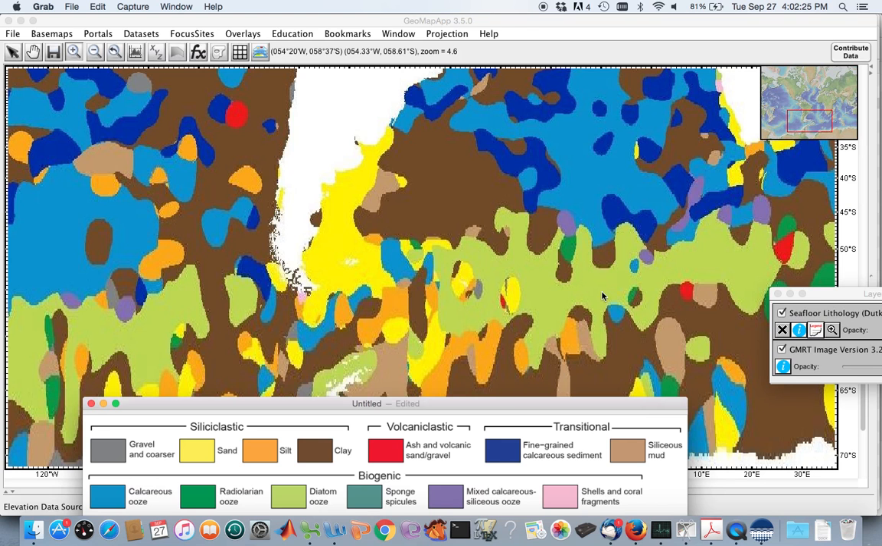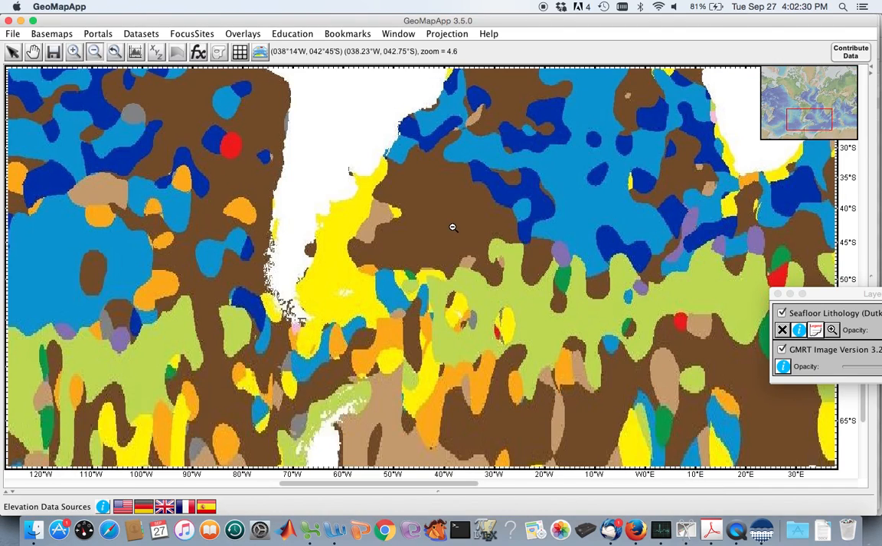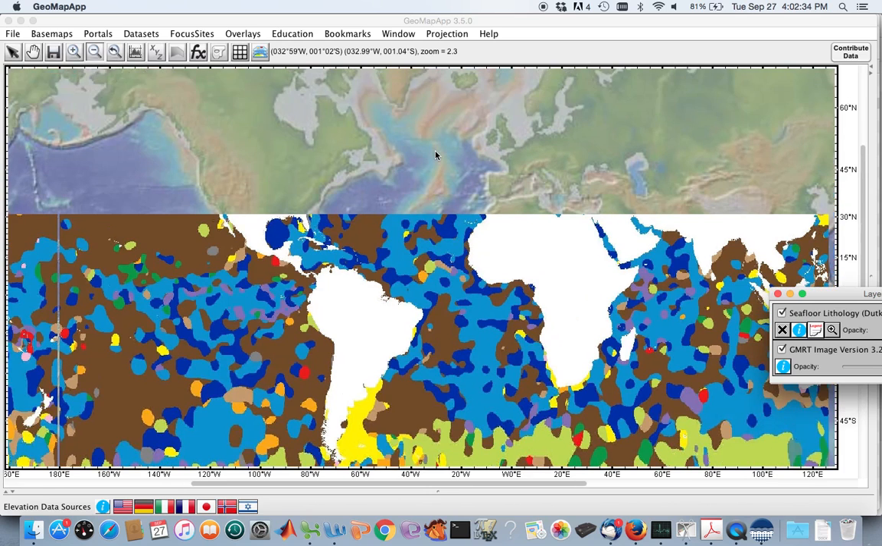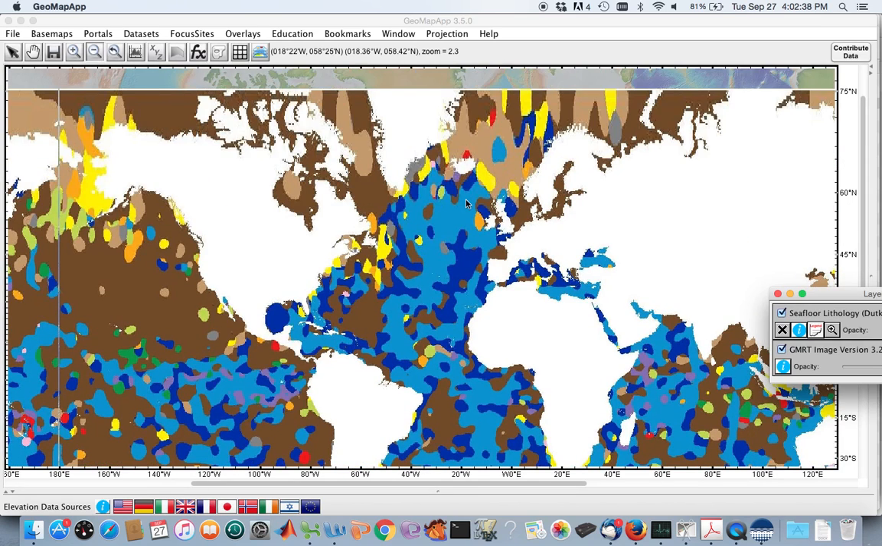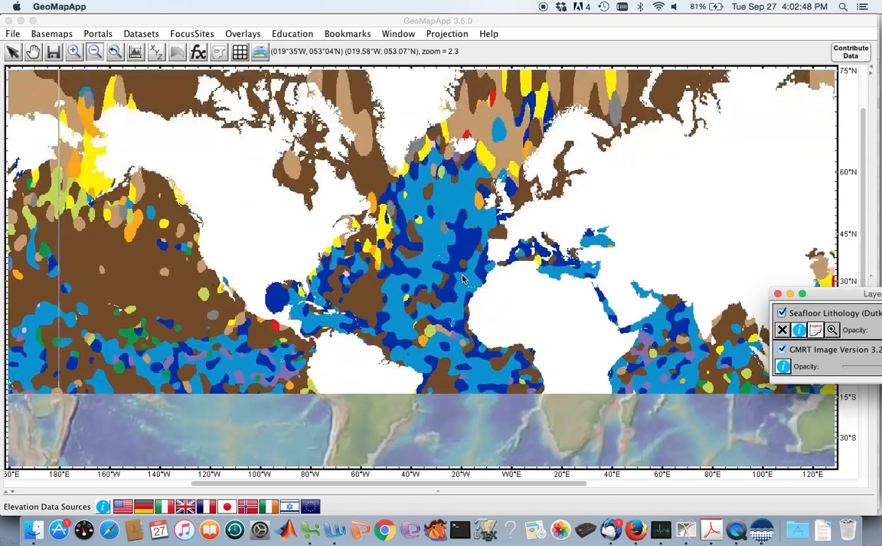So siliceous ooze dominates in these cooler Antarctic waters. And as we go further north, we see the calcareous ooze once again disappears. We don't see the pickup of siliceous ooze, but we do see the disappearance of the calcareous ooze at high enough latitude.